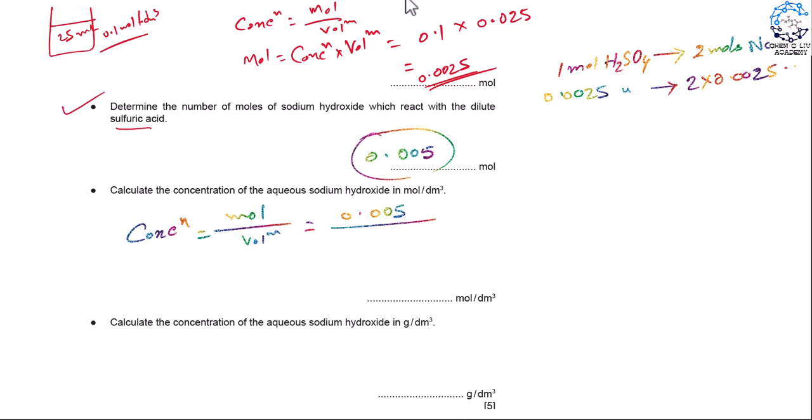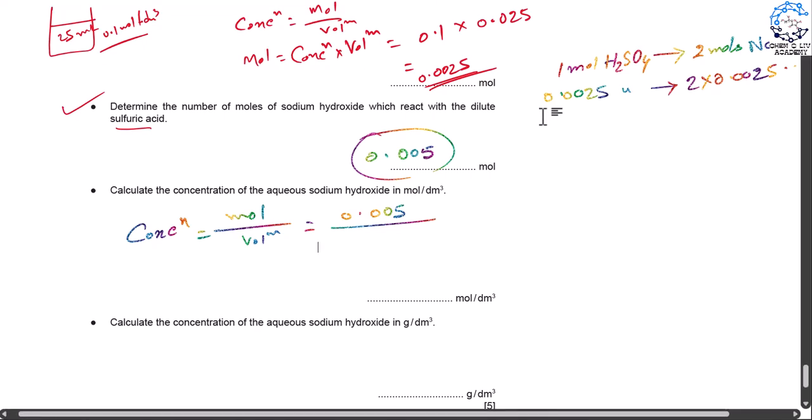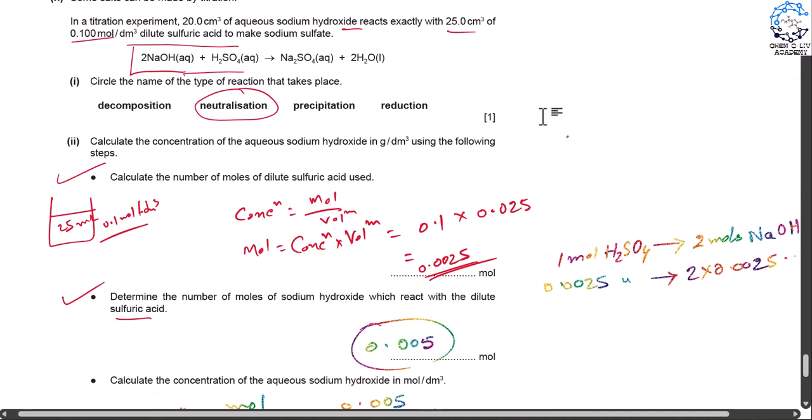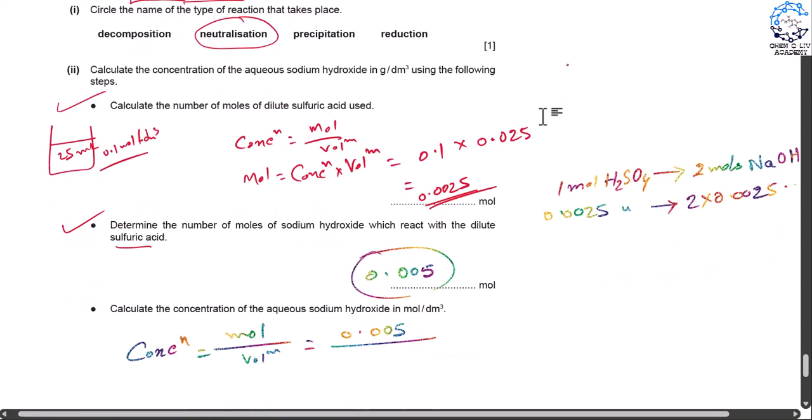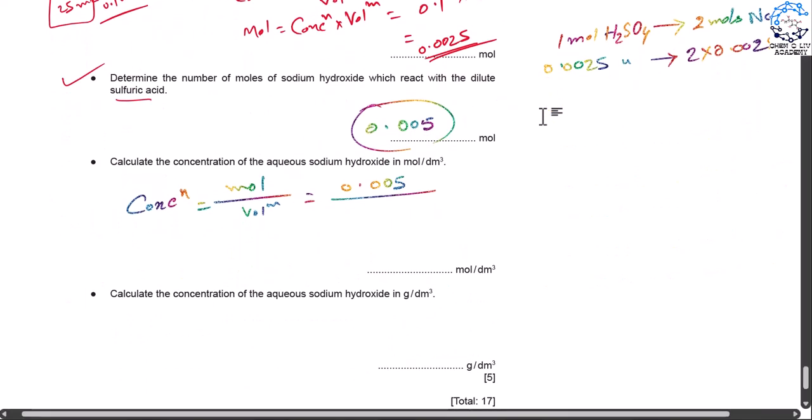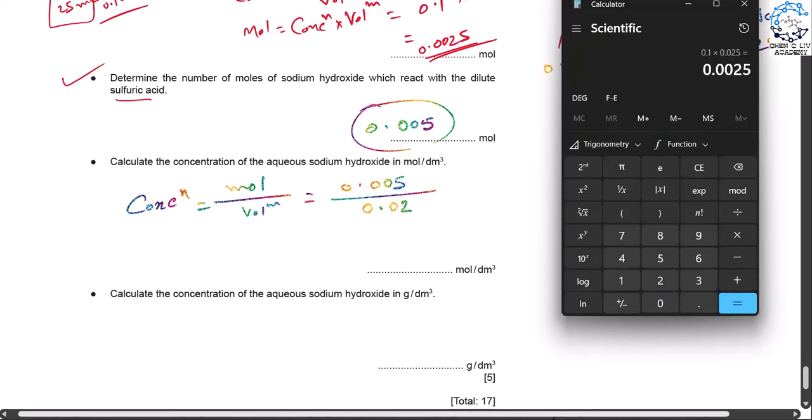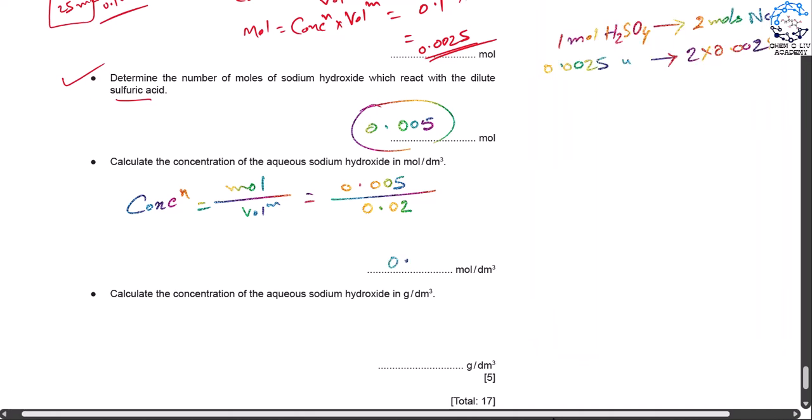Now the volume is given in the question. Let's check. So 20 centimeter cube of aqueous sodium hydroxide is reacting. So divide by 20 centimeter cube, that is 0.02 decimeter cube. Okay, let's put it in the calculator. 0.005 divided by 0.02. You're getting 0.25 mole per decimeter cube.